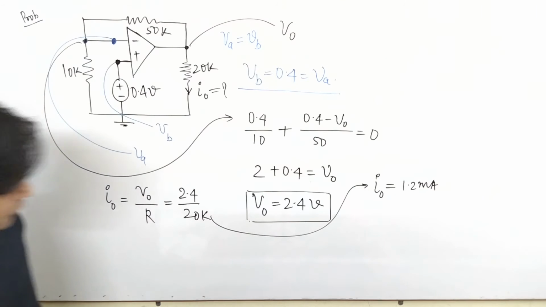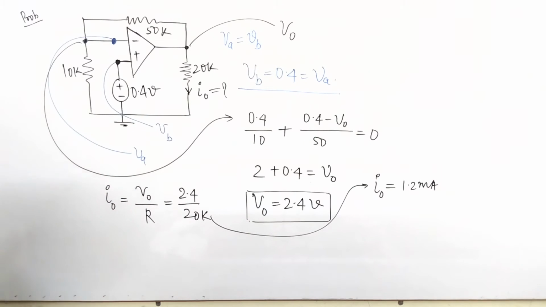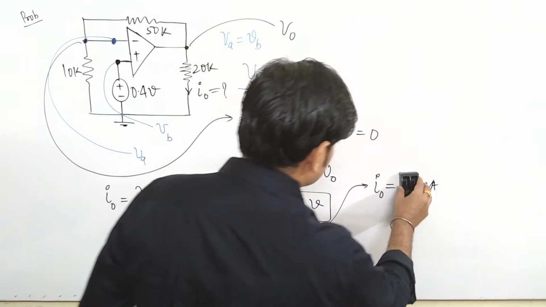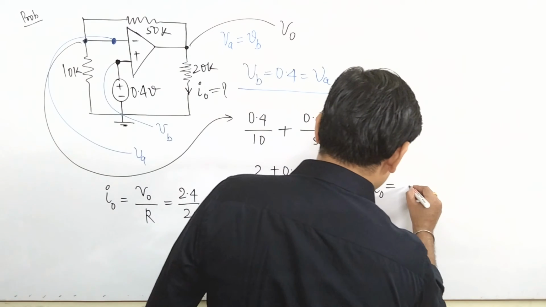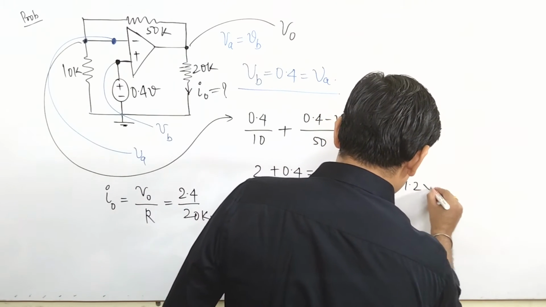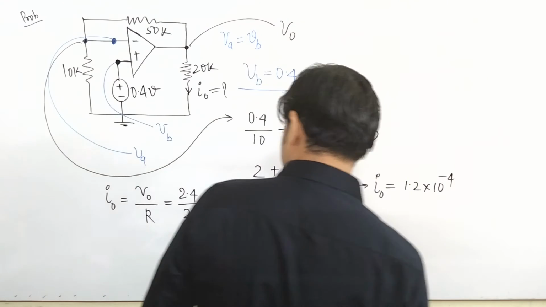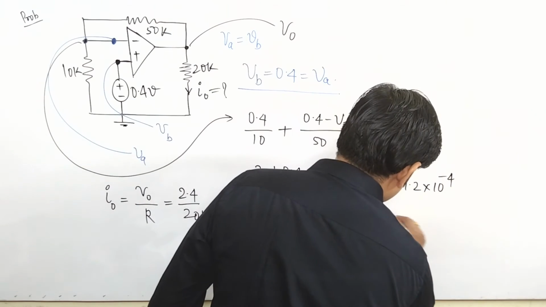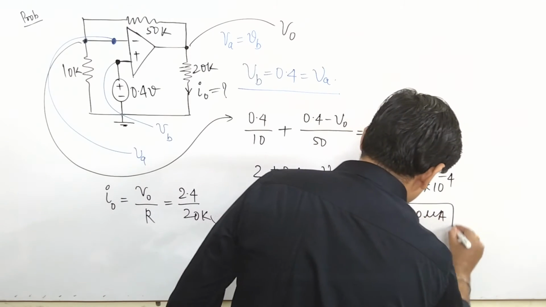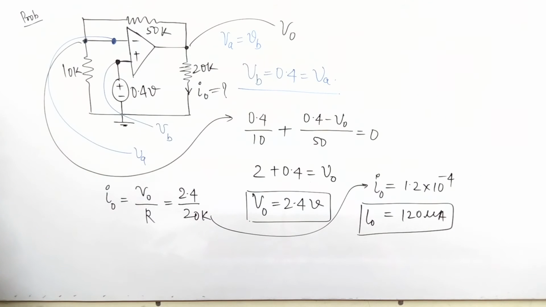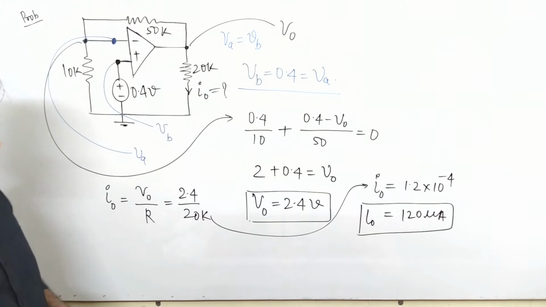Okay, not 1.2 milliampere. You can say that it is 1.2 into 10 to power minus 4, or you can say it is 120 microampere. This is the value of I naught. This is your answer. So your value of current I naught is 120 microampere. So this is one type of question we have seen here. Now we'll move on to the next question.